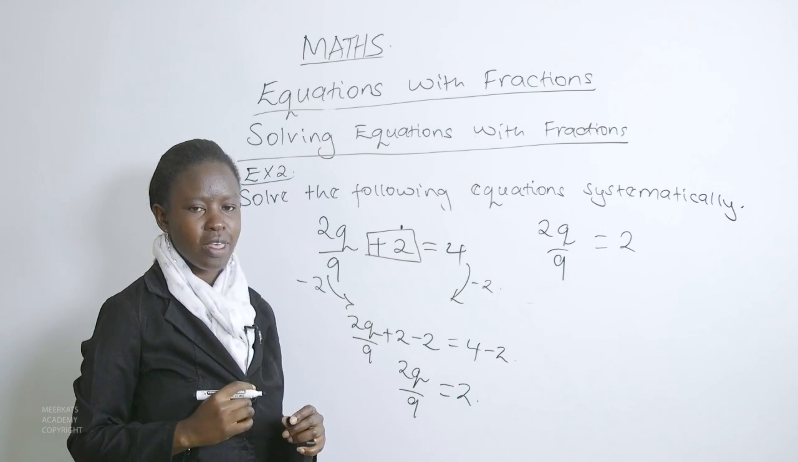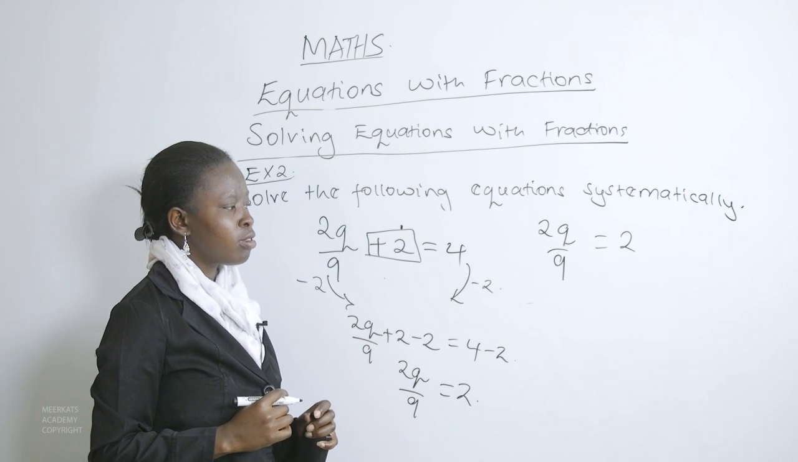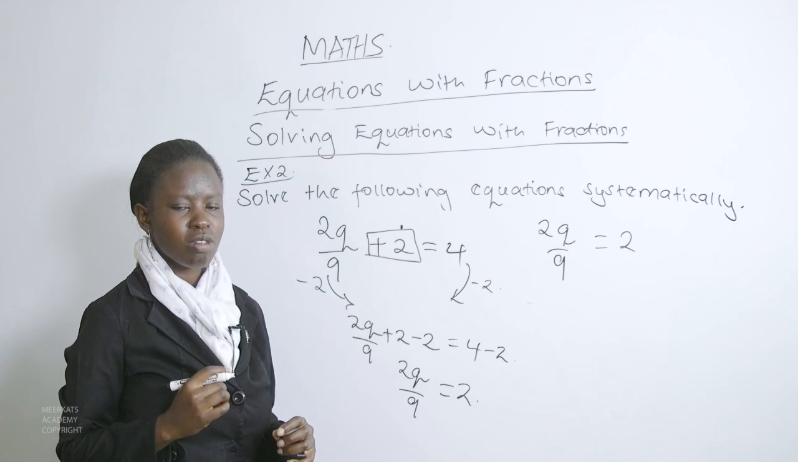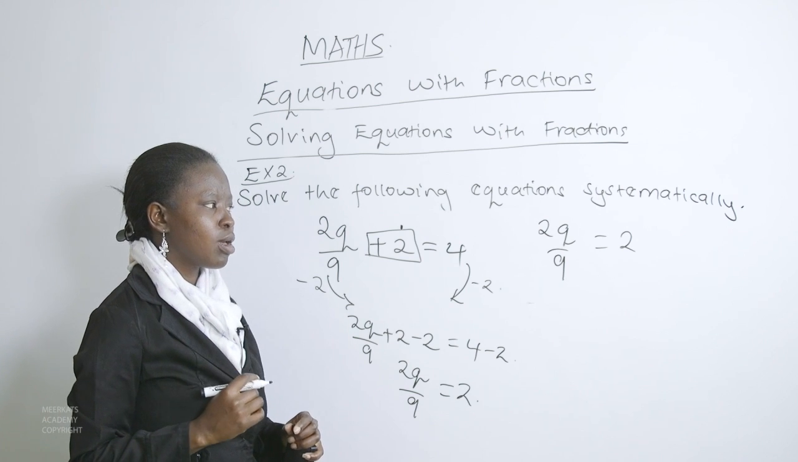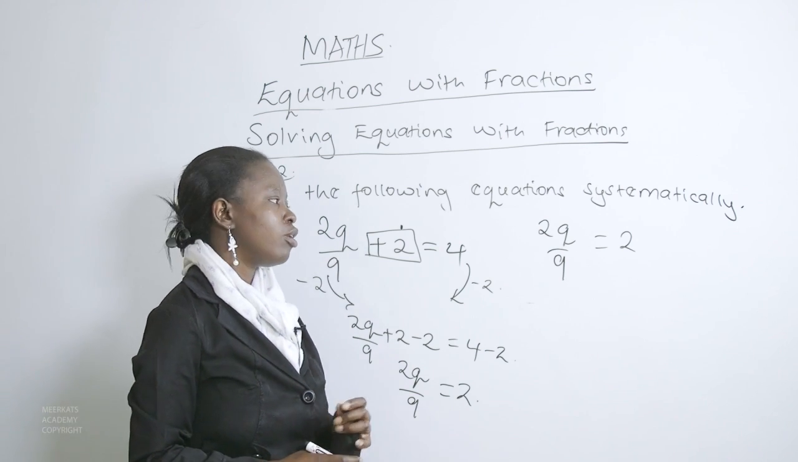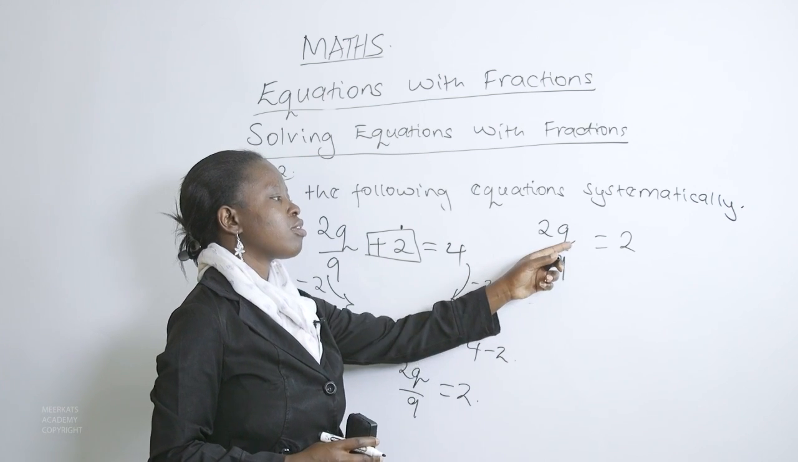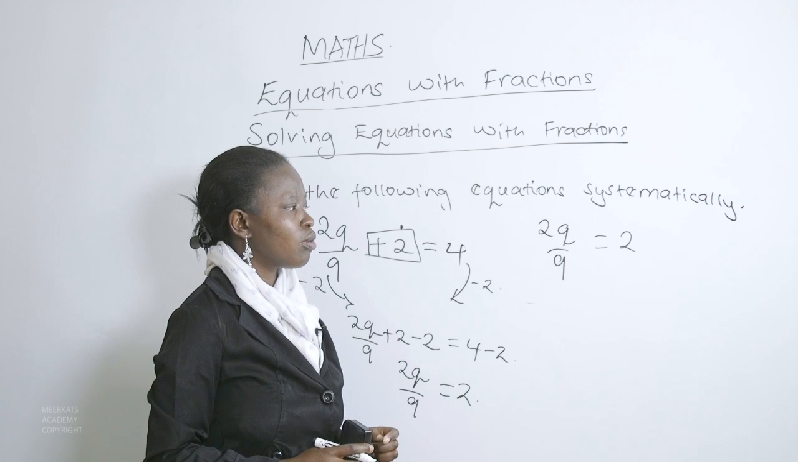So we are not yet there. So the next step is multiply both sides by the denominator. Remember we said we will multiply both sides by the denominator if our denominator covers everything that is on the numerator. So in this case, it is covering everything, that is our 2q.